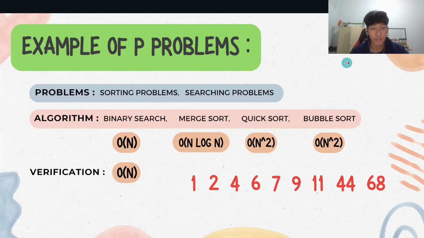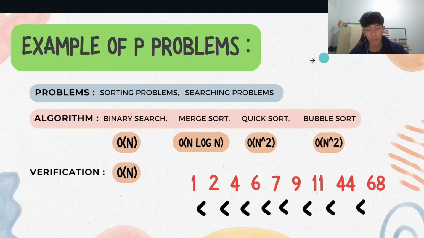How we check it: as we can see, this is a sorted list of numbers, and to check it we can verify it by knowing that the left one is not greater than the right one. Then it will be time complexity O(n).